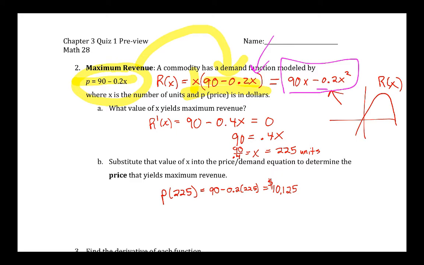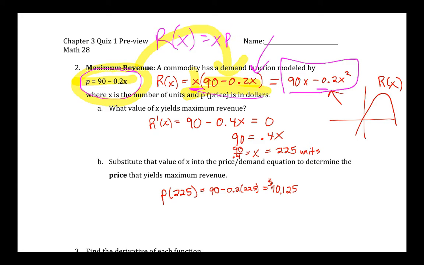So that's what we're doing here for a particular situation. We have a price that was given to us, or an equation that gives us price for units, times the number of units, and that gives us revenue. And that's something you just want to memorize too. Revenue is always x times p, and p is your price demand function.